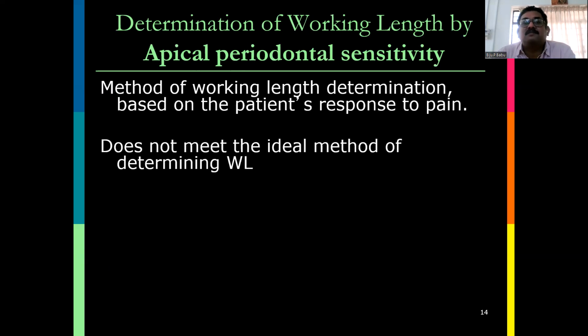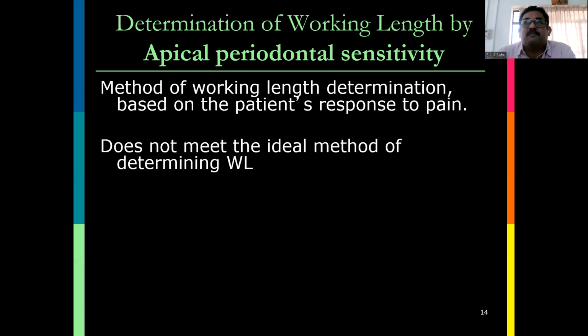Now, the next method of determining the working length is working length by apical periodontal sensitivity. This is a method of working length determination based on the patient's response to pain. So it does not mean it is the ideal method of working length determination. It's not a very accurate method.